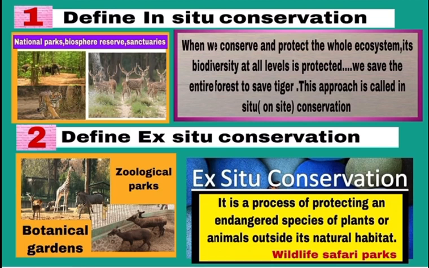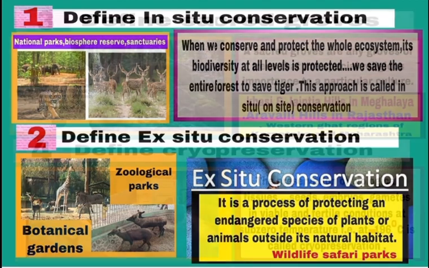It is a process of protecting an endangered species of plants and animals outside their natural habitat. Means endangered species को natural environment से निकालकर अलग area में like in zoological parks, in botanical garden or in wildlife safari parks में protect किया जाए, then this approach is called as ex situ conservation.